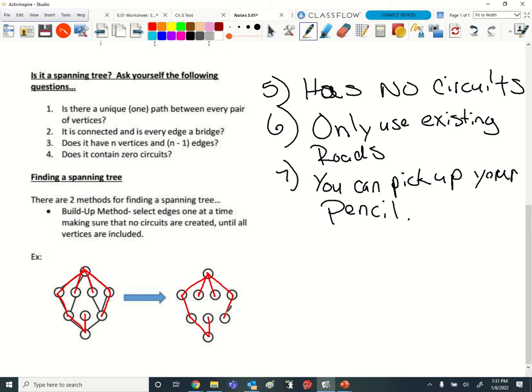Now, are there any circuits? There's no closed circuits, right? I was able to pick up my pencil to be able to find this, but I can go from any dot to any other one in any pathway. But it's only going to be one pathway.